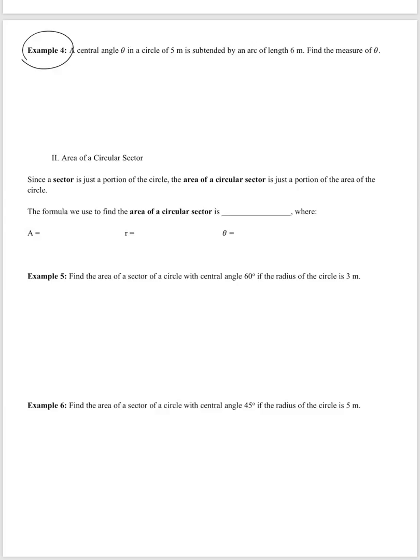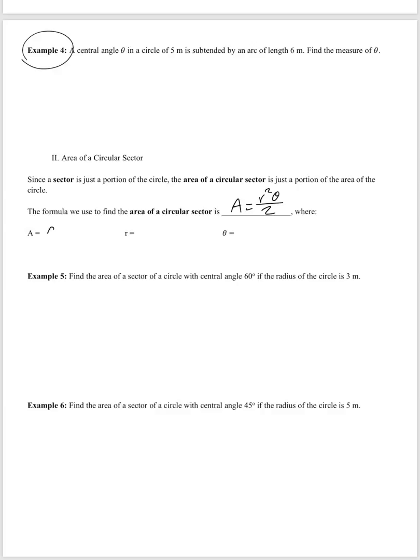So a sector is a portion of the circle. So that means the area of a circular sector is part of the area of the circle. So area is going to be r squared times theta over 2. And again, that's really coming from the formula for the area of a circle, which is pi r squared. And then we're looking at just a portion of the circle. And we can talk about where that comes from in class as well.